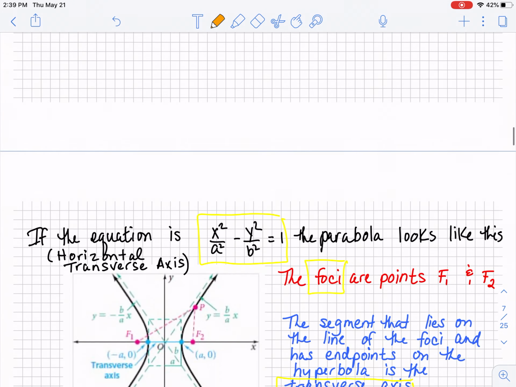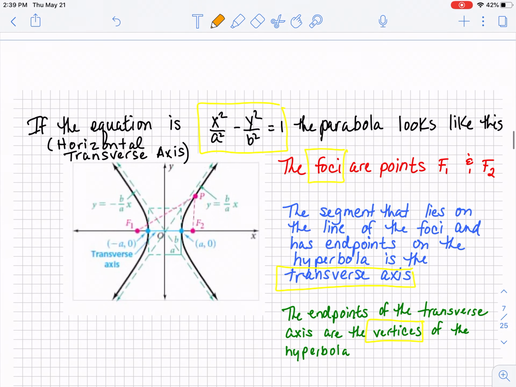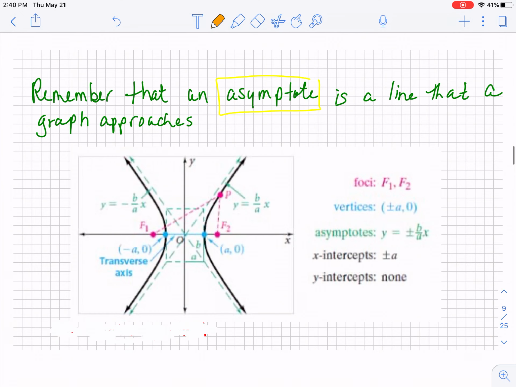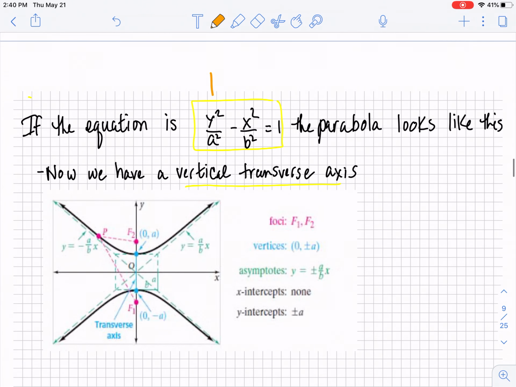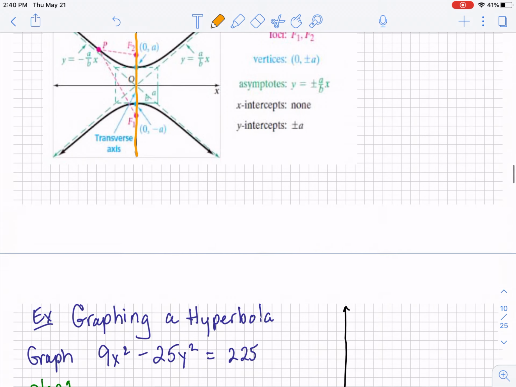This stuff right here is all the stuff I just said. Here again, the x squared is first. It opens left and right. The transverse axis is horizontal. Then we have the asymptotes, which I'm going to talk about in a second. The next case scenario is when the y squared is first. The hyperbola opens upward and downward, and now you have a vertical transverse axis.